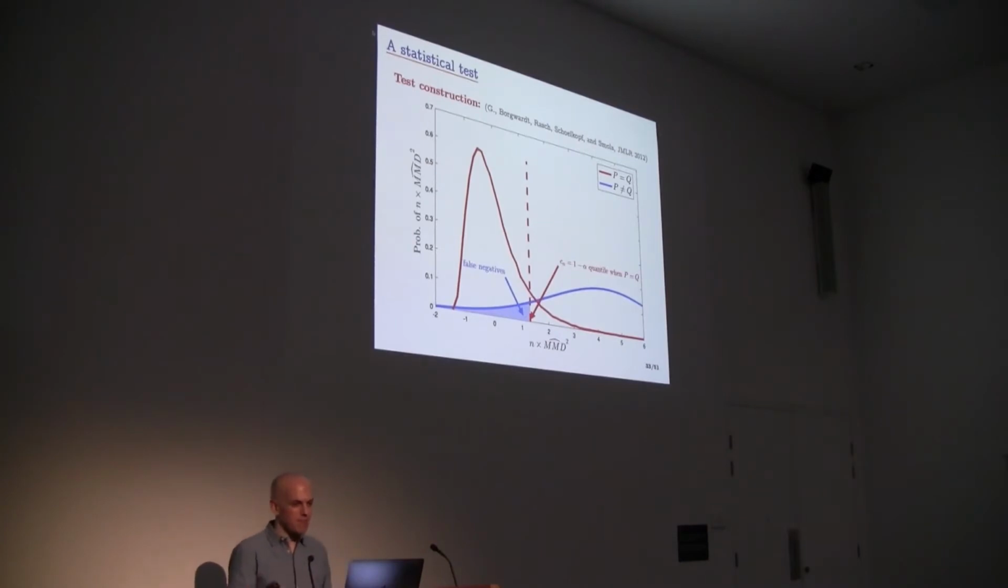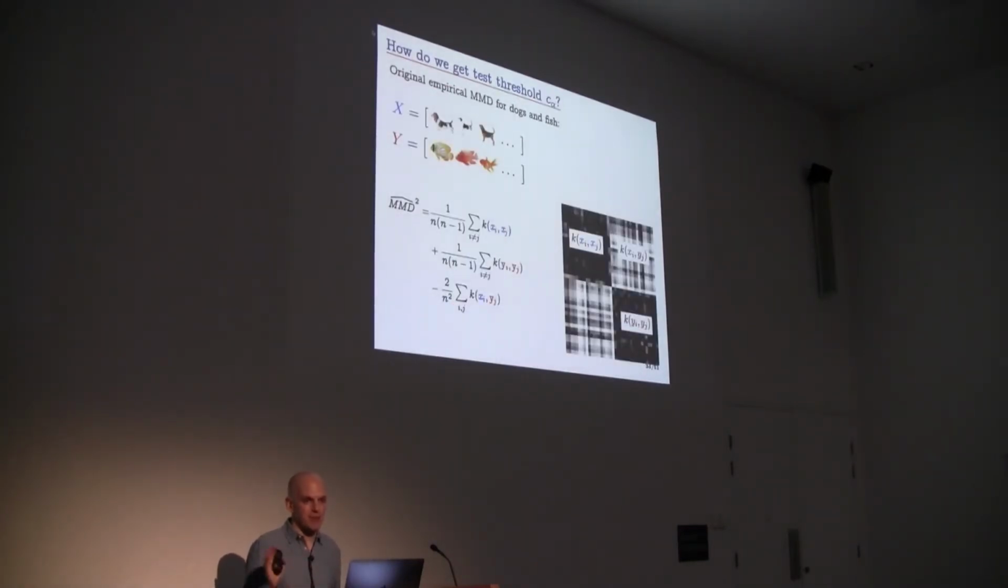So the gamma approximation is one approach. But if we want the test to still be consistent, we're going to have to pay a little bit more computational cost. The approach that I'm going to propose is a permutation approach. Let's see what this looks like. Here's my sample from my dogs. Here's my sample from my fish. Here is my maximum mean discrepancy, which is the average of the top left plot plus the average of the bottom right plot, minus the averages of the off-diagonal plots.